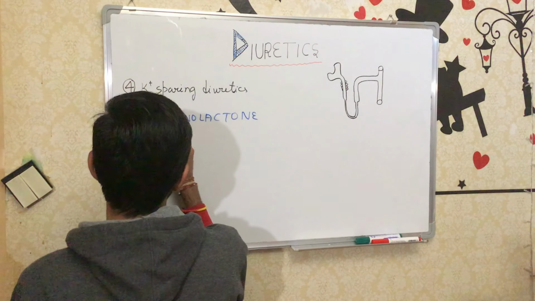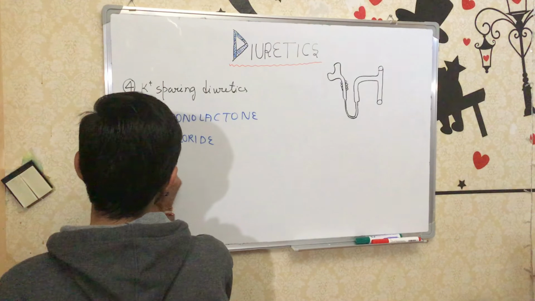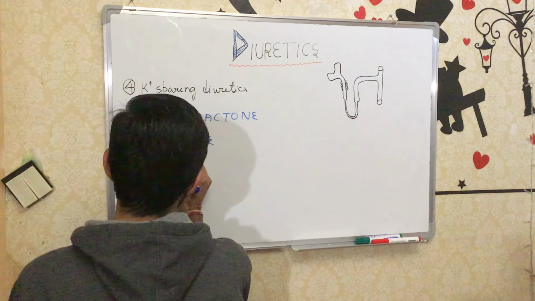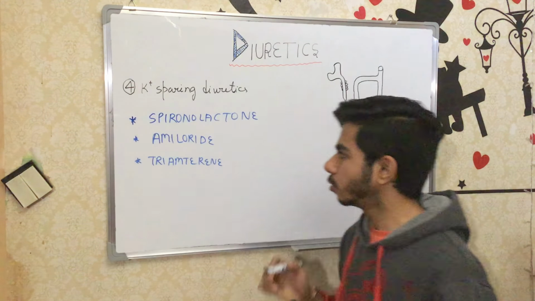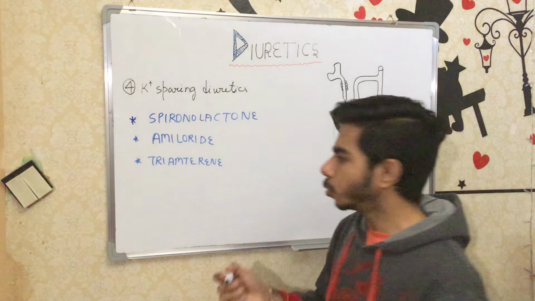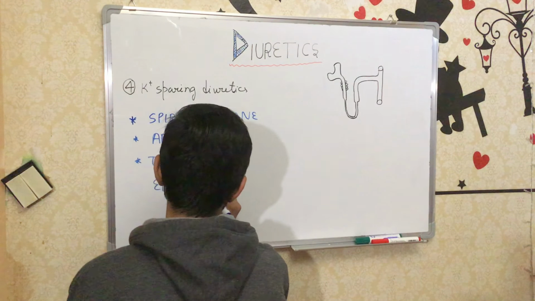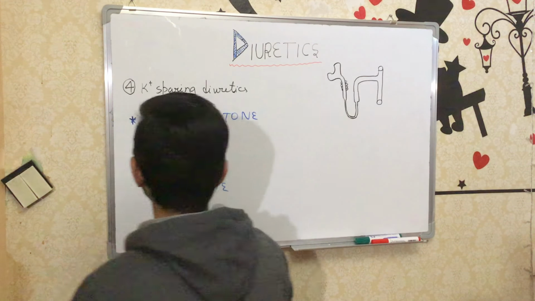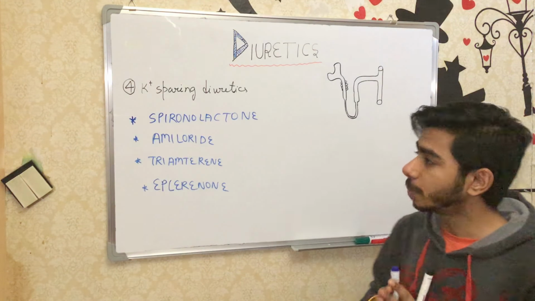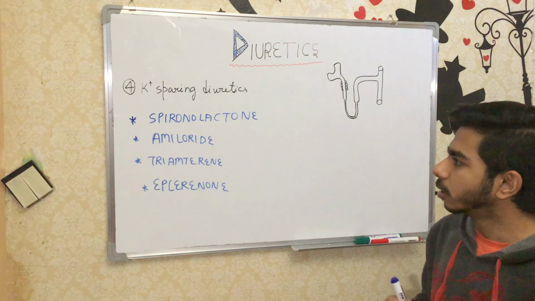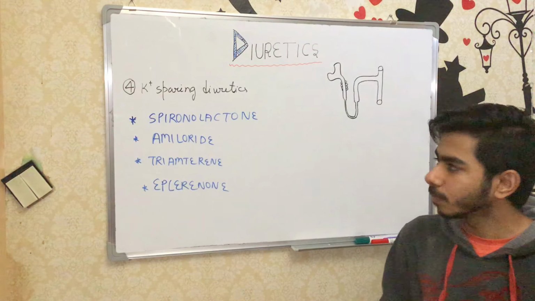Also amiloride, triamterene, so these are some drugs. Also you can add eplerenone. These are some drugs under the category of potassium sparing diuretics, and spironolactone is the more famous one in this category.